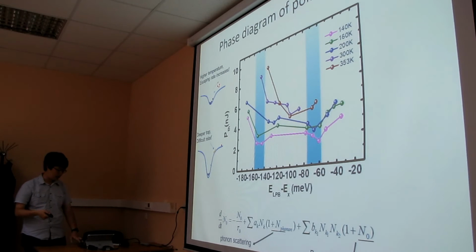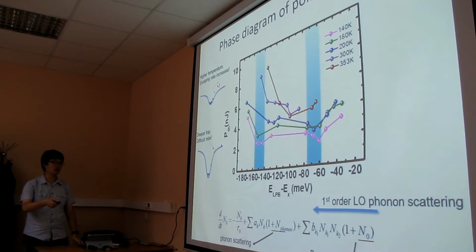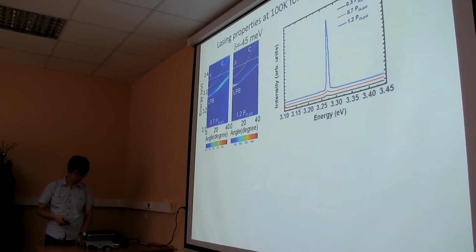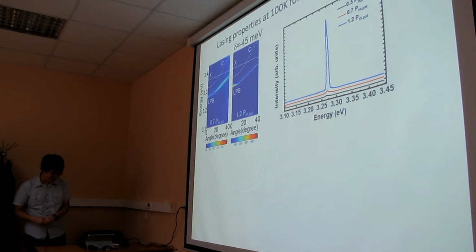It is related to the first order. Again, this scale is in fact detuning? The horizontal scale is detuning. There are two favorable detunings for polariton lasing. Yes. And this is related to the first order LO phonon scattering. And the second dip is related to the second LO phonon scattering. Two phonons. Not second order. Two phonons. Sorry about that.